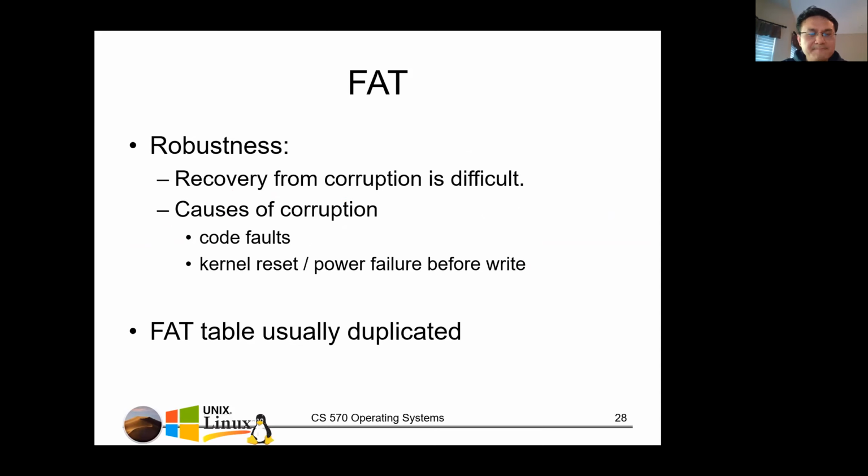So that was a downside. So we talk about the robustness of the FAT table. It has some problems there also. Recovery from corruption is difficult, right? Again, that table, if it's corrupted, you're in trouble. So that's why usually you want to duplicate the table. All right.